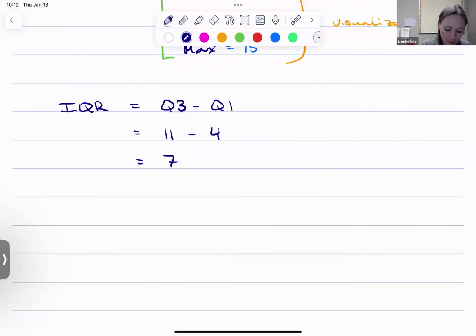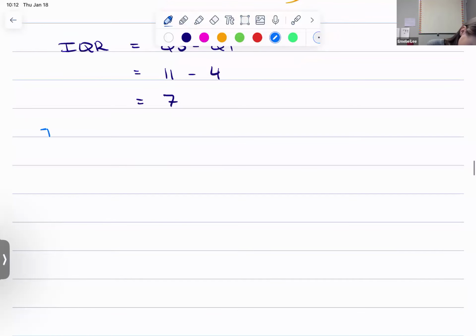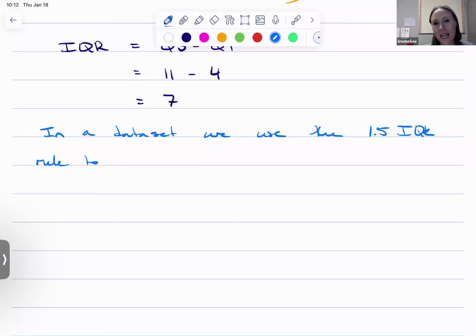Okay. So now what we're going to do is we use this distance to determine if a value is an outlier. Okay. And so in a data set, we use the 1.5 IQR rule to determine if there are any outliers.